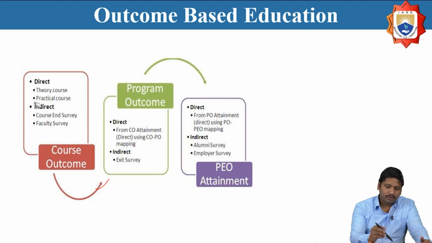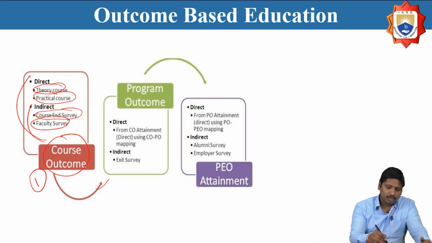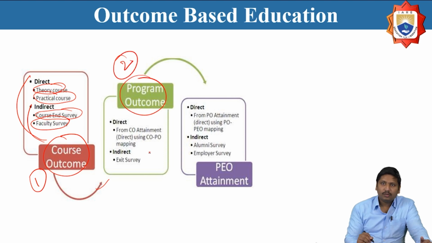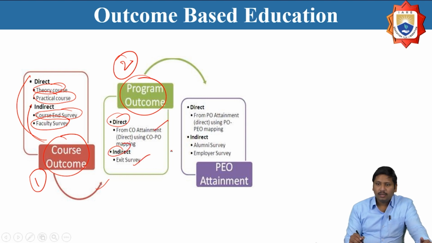So, carefully: the very first thing should be CO attainment. That should be done through direct and indirect. Direct means theory course and practical course assessment. Indirect means course-end survey and faculty survey. Then we move on to the program outcome, which can be attained directly and indirectly, through CO-PO mapping and the exit survey. And for PO attainment, PO-PO mapping should be the direct one, and indirect should be the alumni and employer survey.